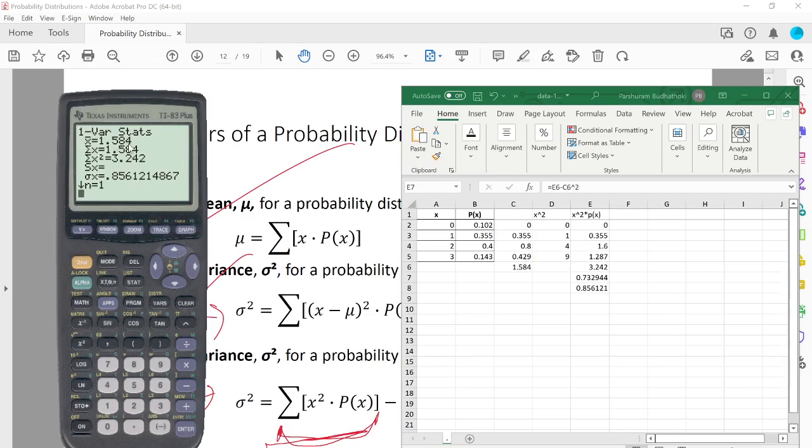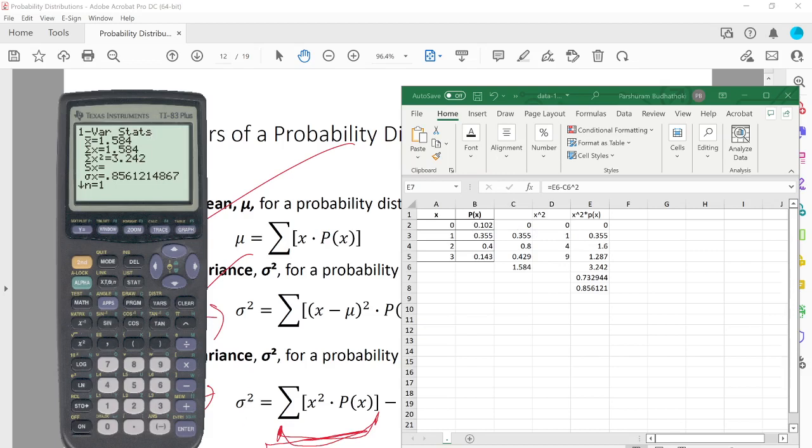This X bar is actually the mean of the population, which is 1.584, which is the same as we found using the manual way. And this is the standard deviation, as you can see here, 0.8561214867. That is the same standard deviation we got from this Excel sheet using the manual way. But you don't have to do it manually if you don't feel comfortable. You are always allowed to use this TI-83/84 calculator.